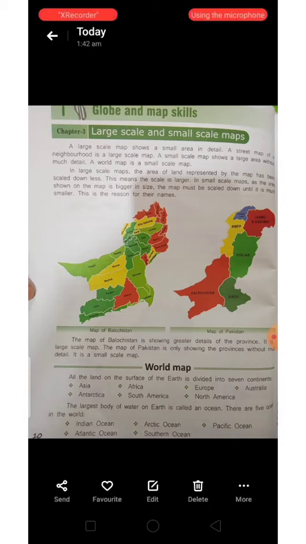और स्मॉल स्केल मैप्स में क्या होता है कि हमारा जो एरिया होता है वो बिगर होता है एज़ कम्पेयर टू लार्ज स्केल मैप्स. ओके. The map must be scaled down until it is much smaller. This is the reason for their names.